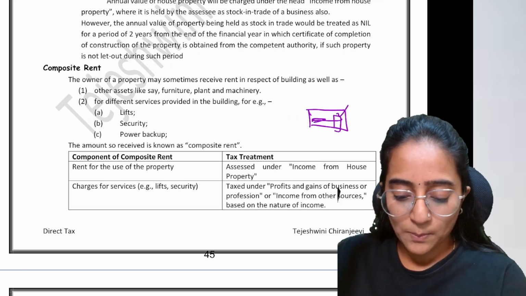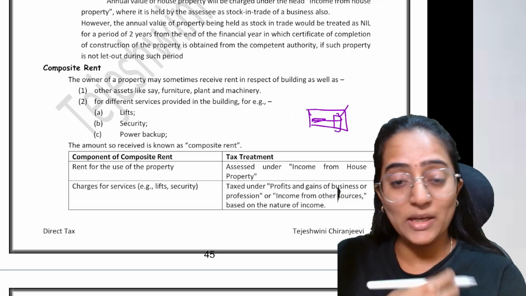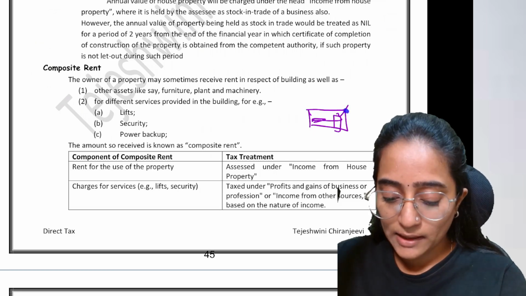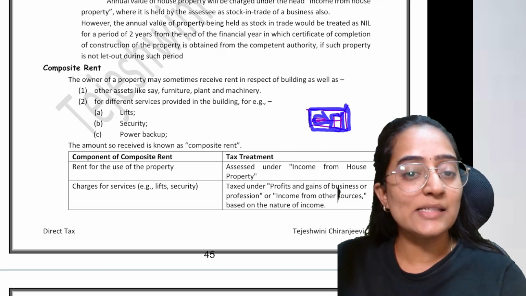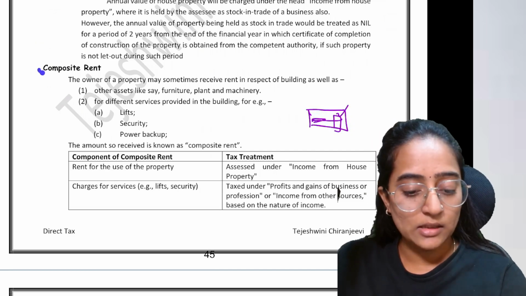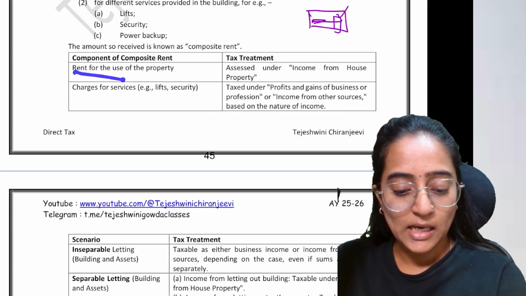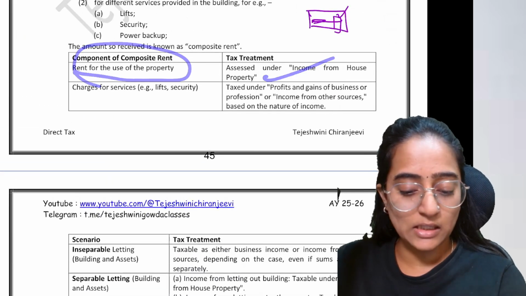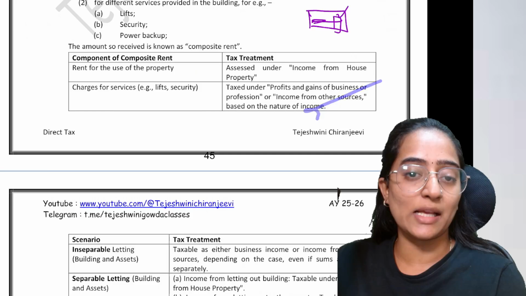In that case, you are getting rent from the property on one side, and you are getting rent from the assets which are used on the other side. Correct? That is what composite rent is. In this case, the rent for the use of the property is income from house property, and the other charges you are going to classify as PGBP.